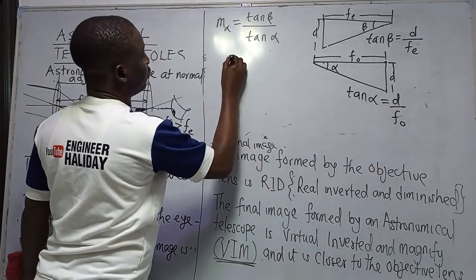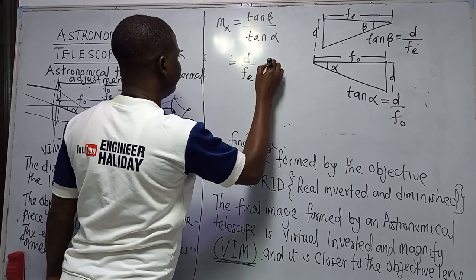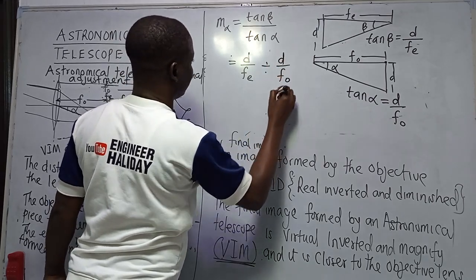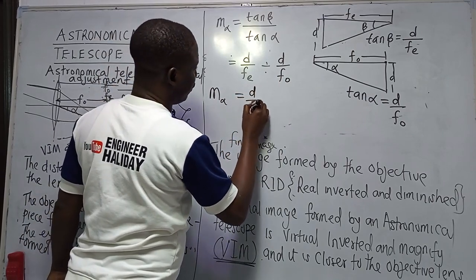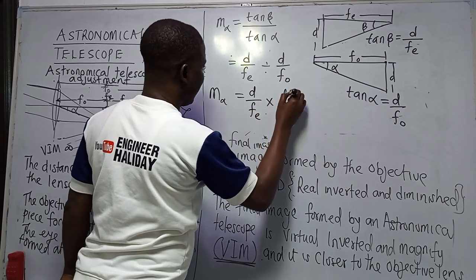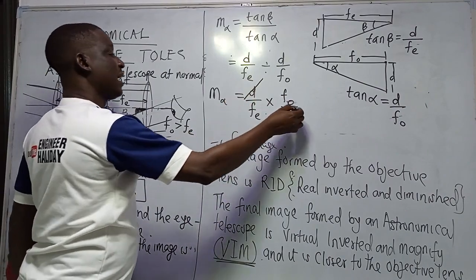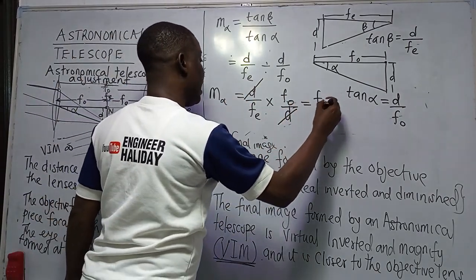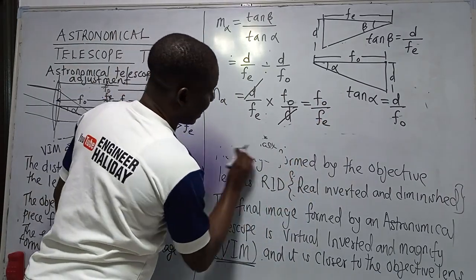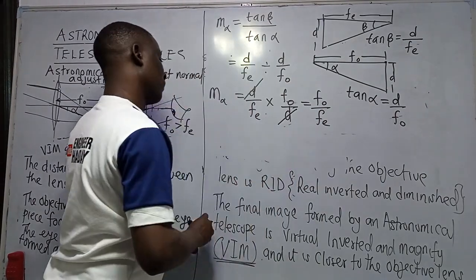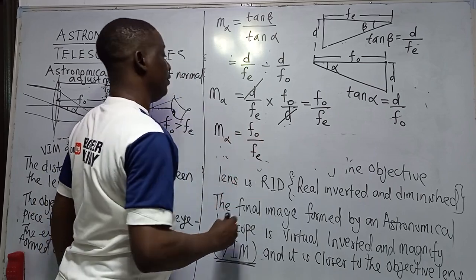Now if we put it together, we have D over F E divided by D over F naught. Therefore the angular magnification gives D over F E times F naught over D. The D cancels out, so what we have is F naught over F E. Please take note of that. The angular magnification is equal to F naught over F E.